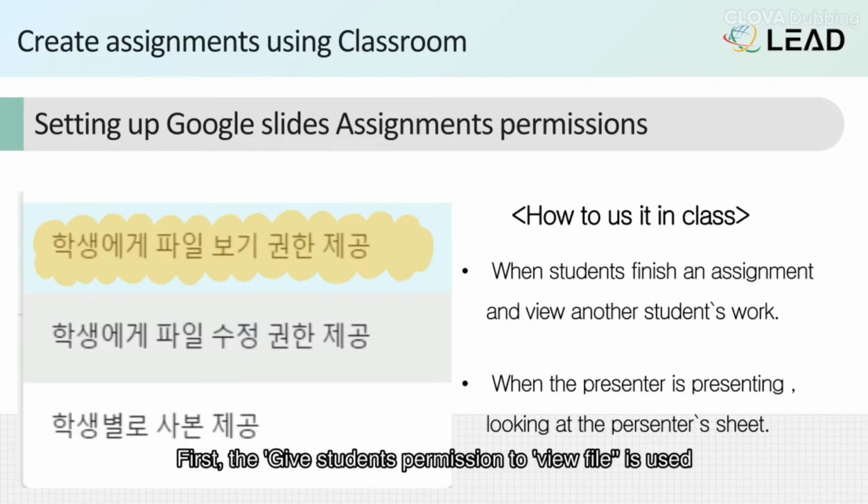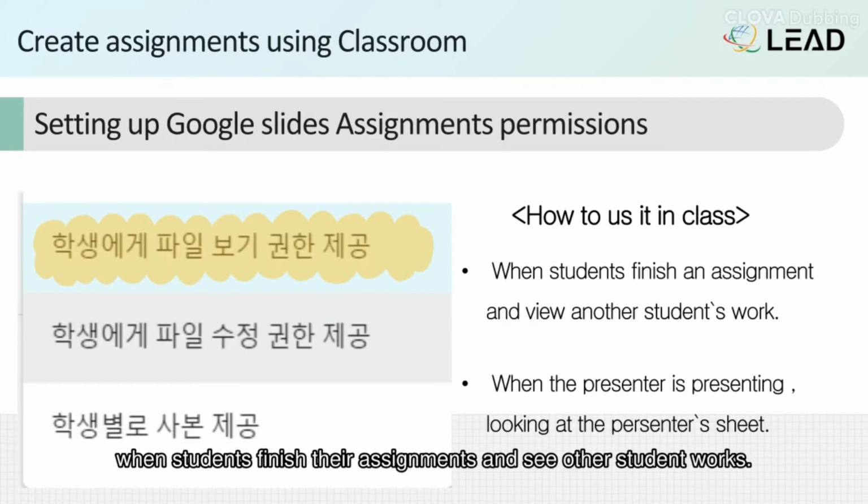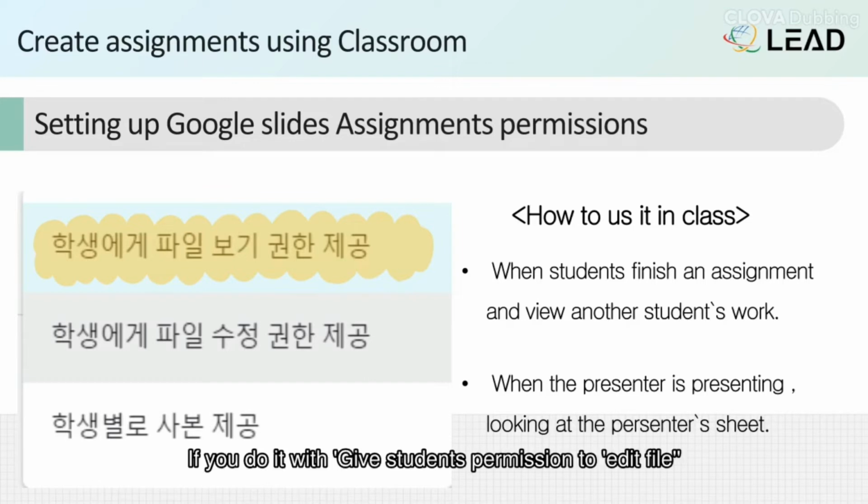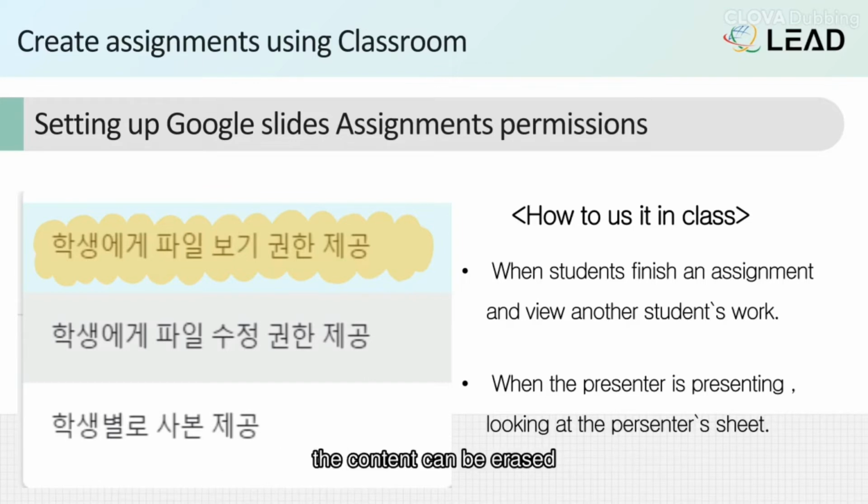First, the Give Students Permission to View file is used when students finish their assignments and see other student works, or when the presenter is presenting. The listeners use the pad to view the presenter's material on their own pad. If you do it with Give Students Permission to Edit file, the content can be erased. So it is better to change it to the View file to prevent the content from being erased.